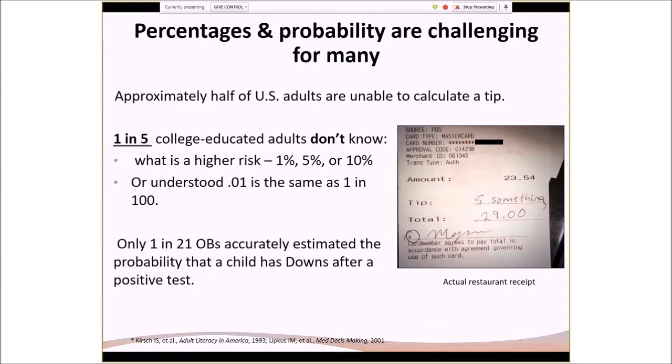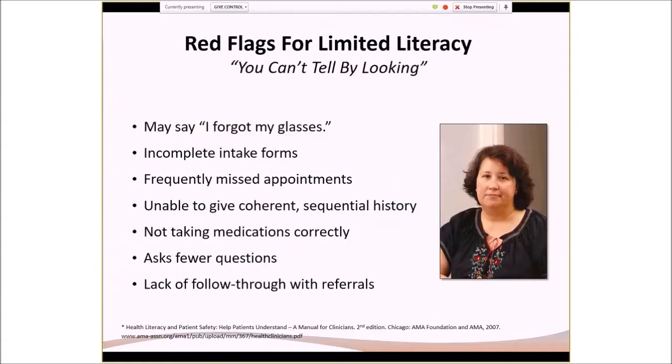In a recent study, only 1 in 21 OBs accurately estimated the probability that a child had Down syndrome after a positive test. So math is, if you have a project or in your practice, patients have to be able to work with any kind of math. It's important to check to see that they're doing things correctly.